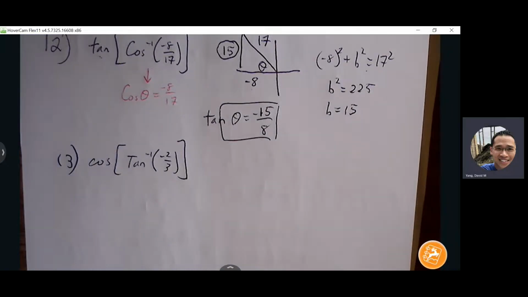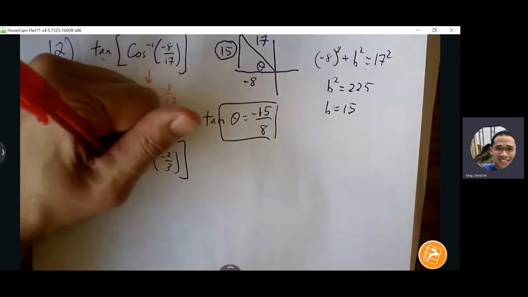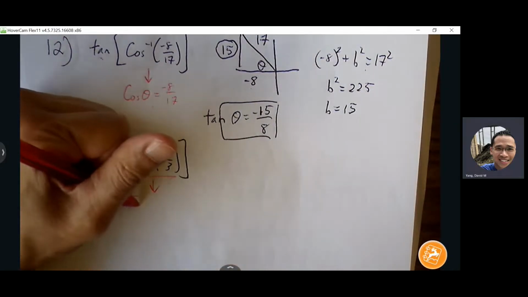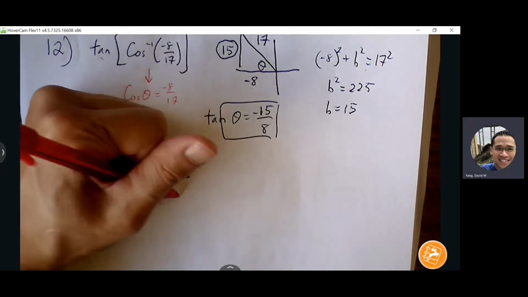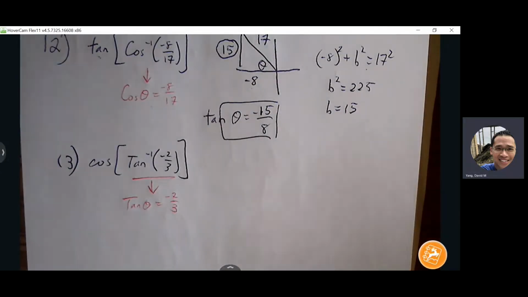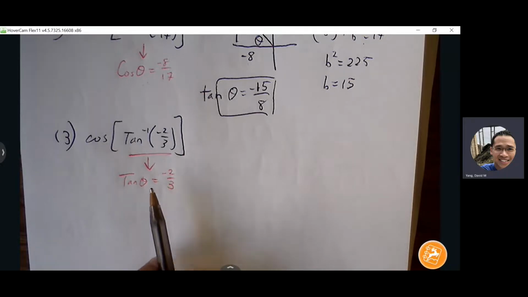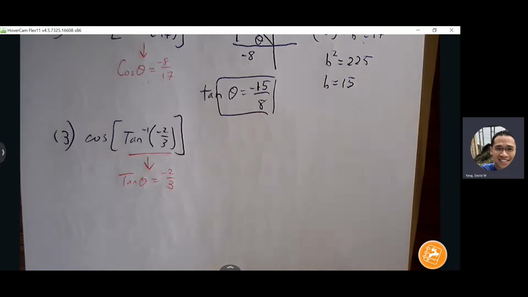Inverse tangent of -2/3. Another way of saying this is tangent of theta is equal to -2/3. From here, we'll build our triangle. Where's this going to live? Fourth quadrant. Sine and tangent negatives will be in the fourth quadrant. Cosine negative will be in the second quadrant.